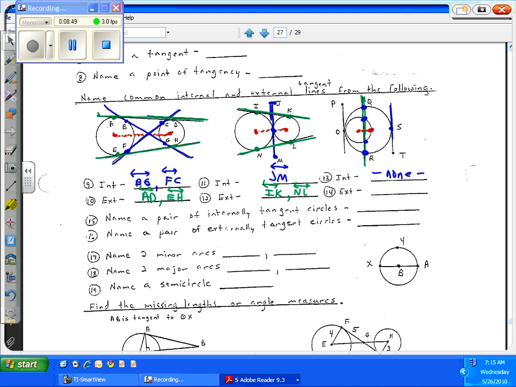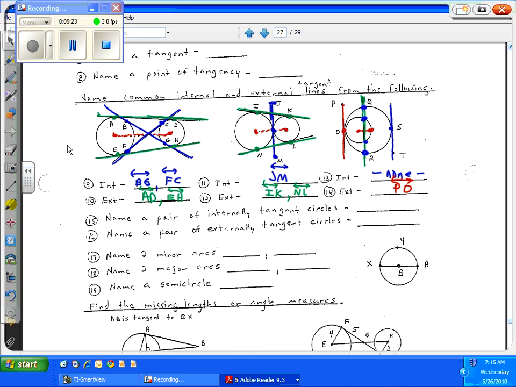ST is tangent only to the big circle. It is not a common tangent because it's tangent to only one. PO is tangent to the big circle at O and the little circle at O, so PO is a common tangent line. It does not pass through the segment that joins the centers, and so line PO is a common external tangent line.